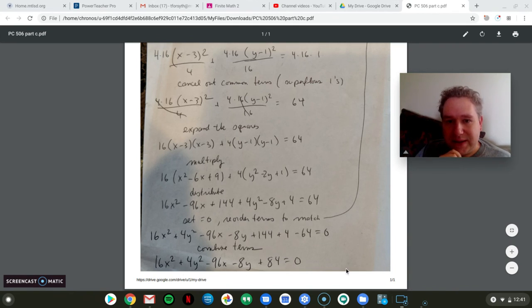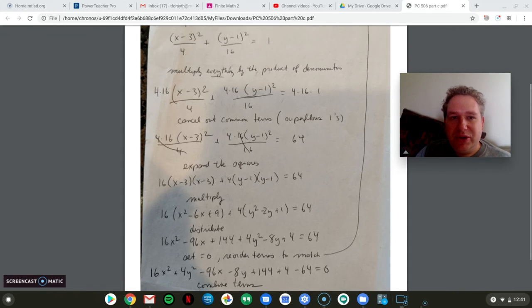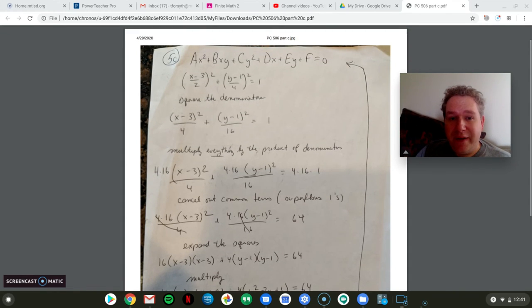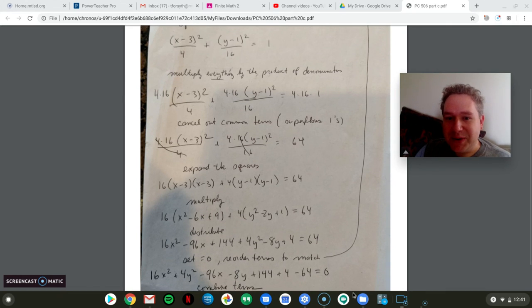I'll show you later how this is easy to get into the calculator, but I want you to try this. I want you to do 6C tonight. Follow my steps and see if you can get the answer for 6C.